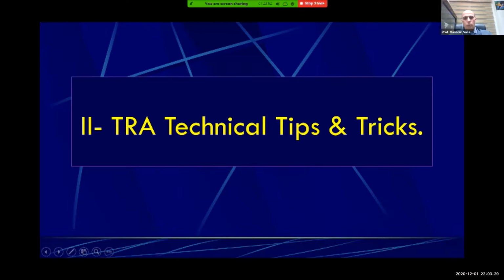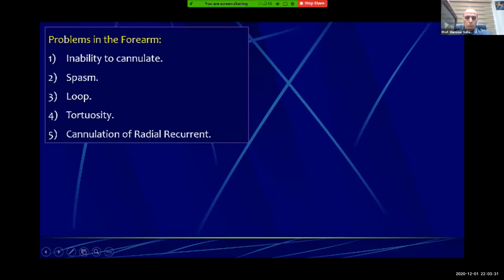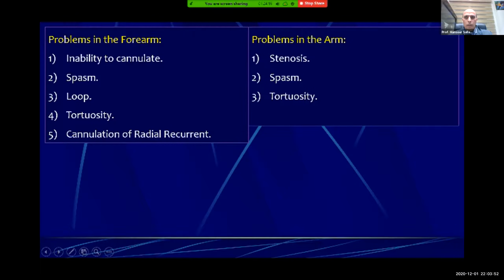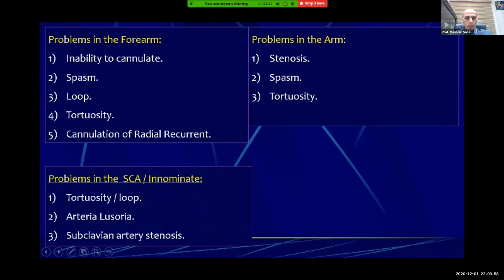The trans-radial approach: technical tips and tricks. Before we start, please note I summarized 16 points of resistance that you may get before we start the radial approach. In the forearm, which we will concentrate on today, you may not be able to puncture the radial artery. You have to expect spasm, loops, tortuosities, and cannulation difficulties. In the arm, stenosis of the brachial artery, spasm or tortuosity. In the subclavian area, you may expect any tortuosity or loops of the subclavian artery, arteria lusoria, and subclavian artery stenosis.